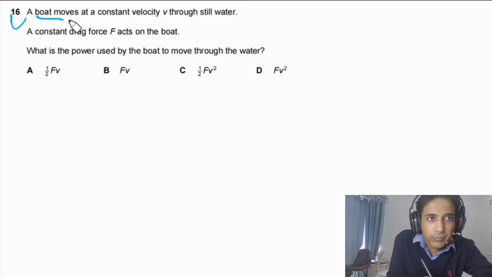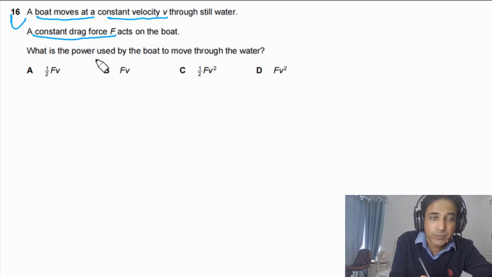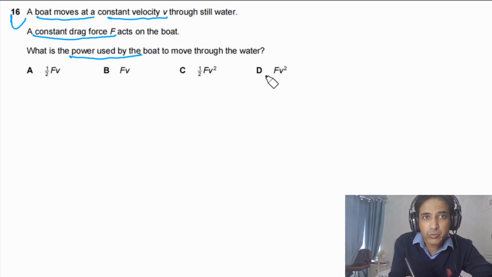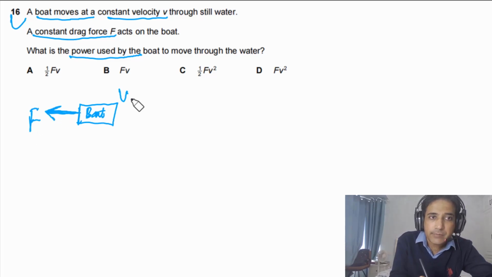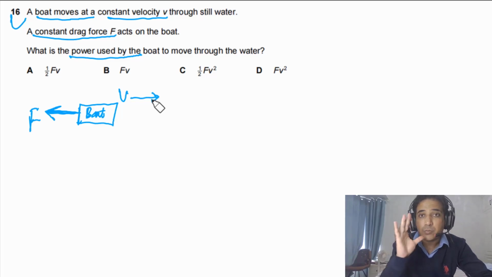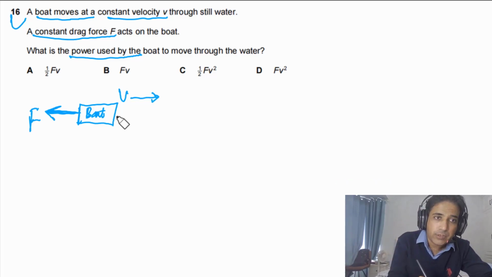Question 16 says a boat moves at a constant velocity v through still water. A constant drag force F acts on the boat. What is the power used by the boat to move through the water? First of all, we can imagine this is the boat and there is a drag force on the boat. So we can draw this arrow to represent the drag force, which is equal to F, and the boat has velocity v, moving at constant velocity. It means the thrust force is also equal to F.